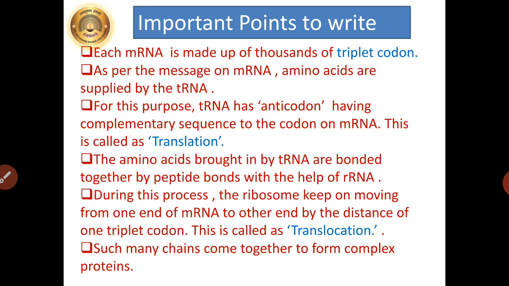The amino acids brought in by tRNA are bonded together by peptide bonds with the help of rRNA. During this process, the ribosome keeps on moving from one end of the mRNA to the other end by the distance of one triplet codon. This is called translocation. Such many chains come together to form complex proteins.